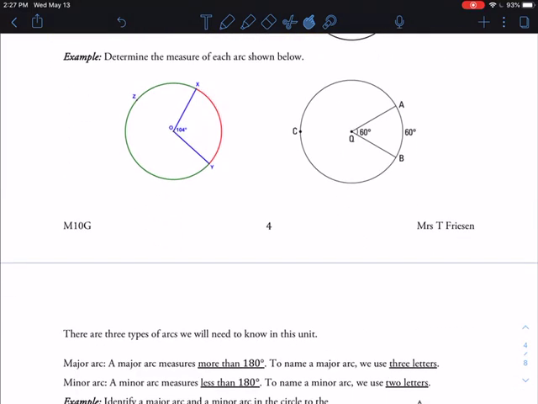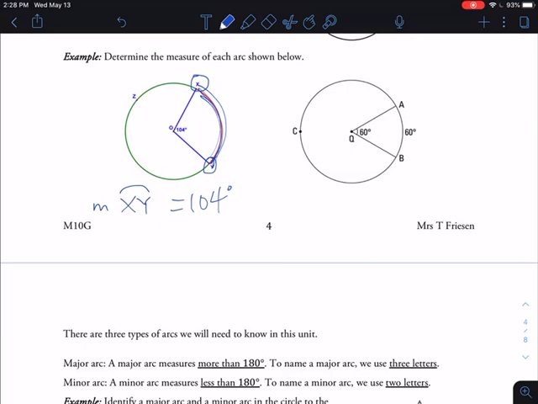Okay, so let's do this example. Determine the measure of each arc shown below. Here we can see that this angle is 104 degrees, and so that means that the arc is also equal to 104 degrees. Now, notation-wise, how do you write an arc? Good question. You just use the two letters that connect the edges of the angle, and then you put this little symbol on top that looks kind of like an arc, and then you usually put an M in front of it to show the measure of this arc is 104.